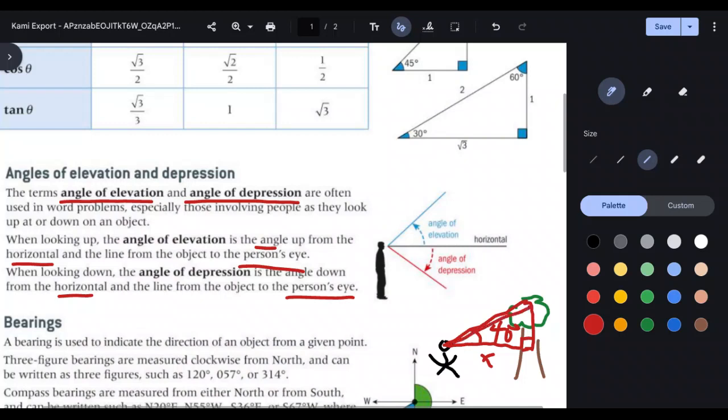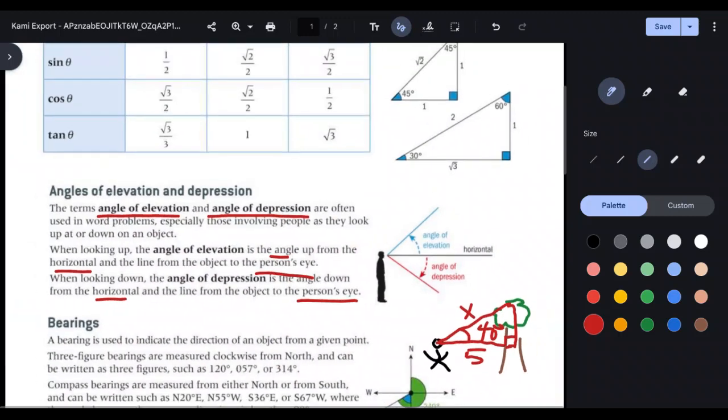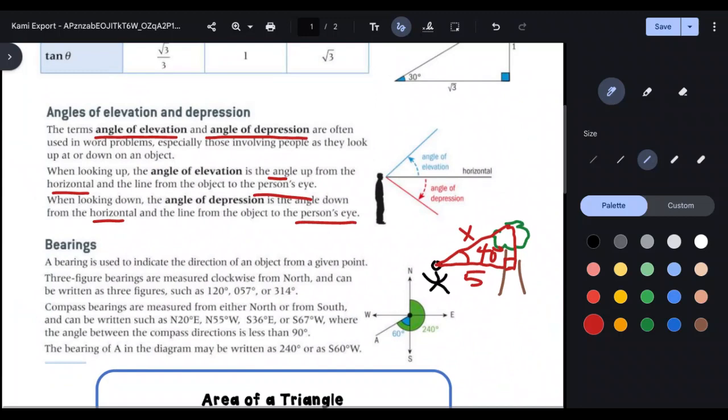I should probably give the other one a value and call this one x. Let's say the distance between the person's eye and the tree was 5 meters. Then for x, we know that cosine of an angle is the adjacent over hypotenuse. So in this case, cosine of 40 degrees would equal 5 over x, and you can solve for x from there.